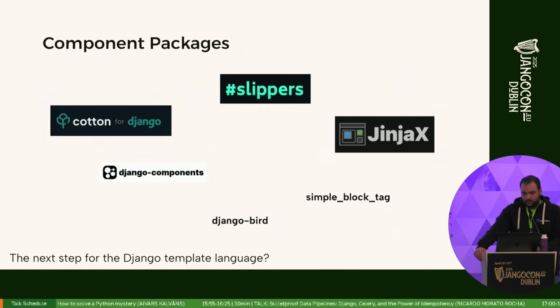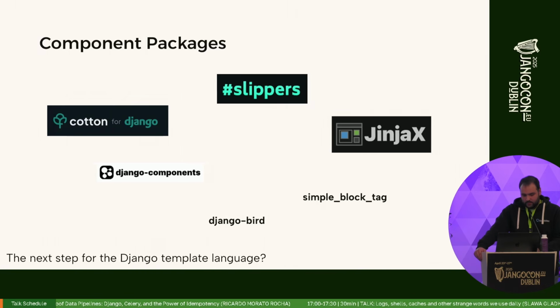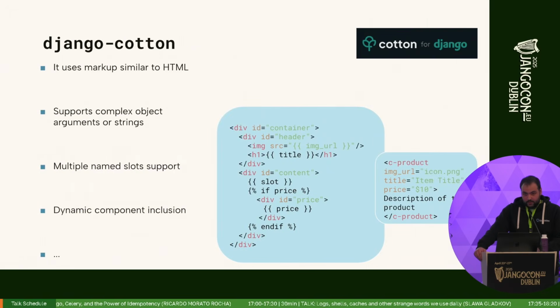Right now there are a lot of component packages. There's Cotton, Slippers, Django components. Django 5.2 also introduced the simple block tag. My go-to option right now is Django Cotton because it uses a very similar field to HTML, so it blends right into your templates.